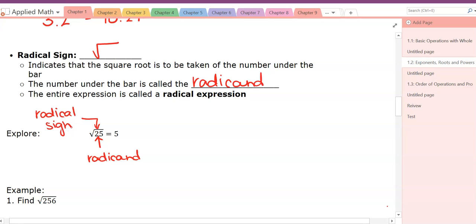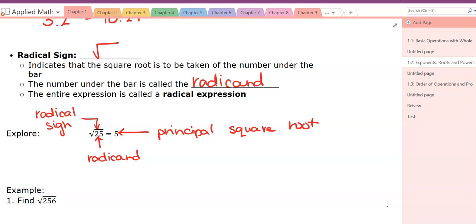And then that 5, this is what we call the principal square root. So to understand what the principal square root would be, numbers that are being square rooted have two possible answers. So the square root of 25, you could have it be 5 or you could have it be negative 5. Because negative 5 times negative 5 would also get you 25, just like 5 times 5 does.